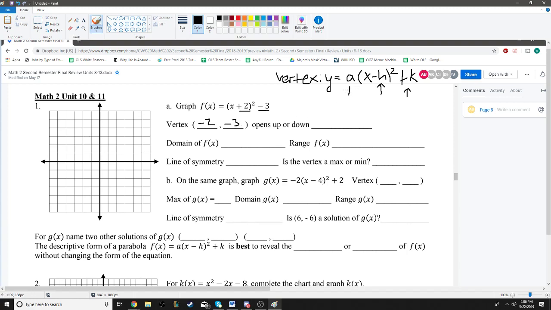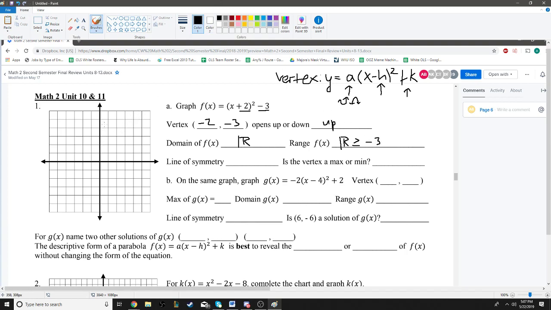This a value in front determines how skinny it is and whether or not it is a positive or a negative quadratic function. So since it's positive, that means it's going to open up. Okay. Domain is all real numbers, and the range is all real numbers. Since this is a function that's opening up, we're going to do greater than or equal to whatever the y value is, negative 3. Okay.